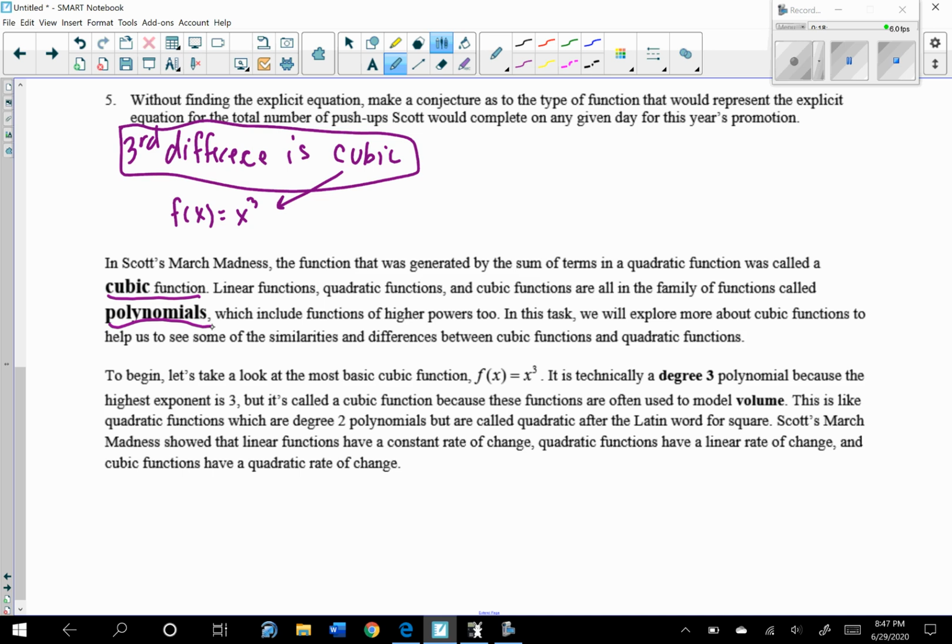To begin, let's take a look at the most basic cubic function, f of x equals x cubed. It's technically a degree 3 polynomial because the highest exponent is 3, but it's called a cubic function because these functions are often used to model volume. This is like quadratic functions, which are degree 2 polynomials, but are called quadratic after the Latin word for square. Scott's March Madness showed that linear functions have a constant rate of change, quadratic functions have a linear rate of change, and cubic functions have a quadratic rate of change.